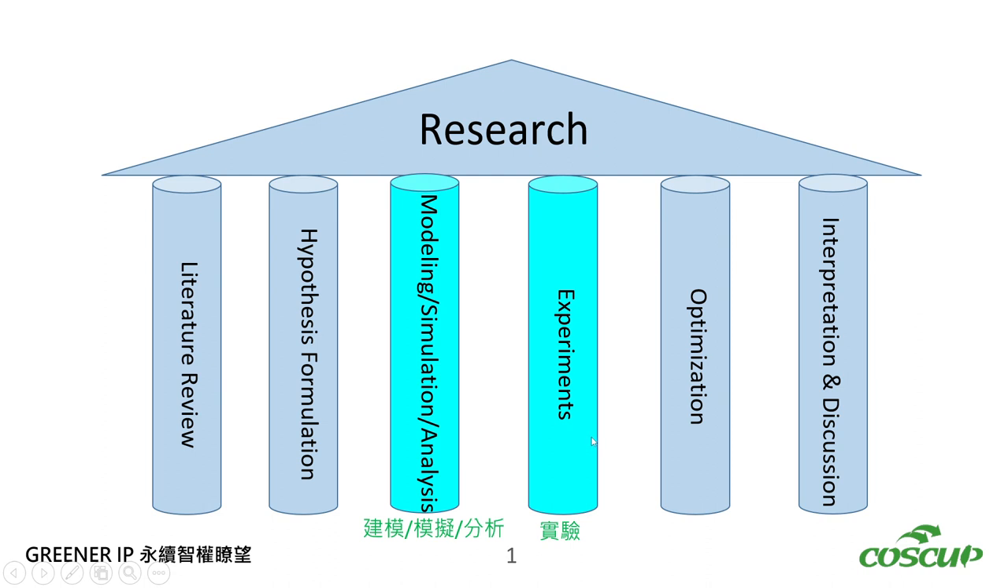The other pillar, optimization, you can consider as an iterative process among modeling, simulation, analysis, and experiments. Optimization is very specific to individual research, because you may borrow someone else's modeling, simulation, or experiment to build your own research, but optimization is specific to your own research. And interpretation and discussion is the way you present your research results to the public. So you can build your own research based on others' simulations and experiments, avoiding duplicate efforts and reducing repetitive investments.